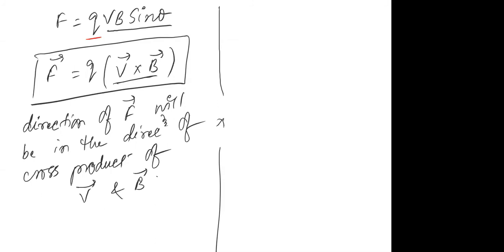Second point, if you can remember, the direction of the cross product of two vectors is always perpendicular to the plane containing the two vectors. Try to understand what I'm saying. What does it mean? It means if you have a vector along the x-axis and a vector along the y-axis, and you take i cross j, the direction would be along the third axis, which is k, that is the z-axis.